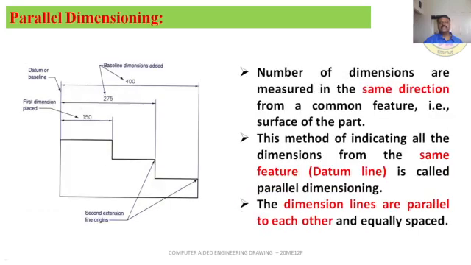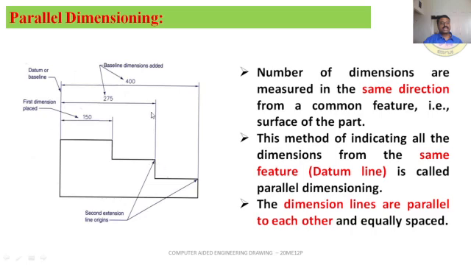Parallel dimensioning: a number of dimensions are measured in the same direction from a common feature or surface of the part. The method of indicating all the dimensions from the same feature or datum line is called parallel dimensioning. The dimension lines are parallel to each other and equally spaced. As we said earlier, one datum line or reference line is to be fixed from where the first dimension is shown.